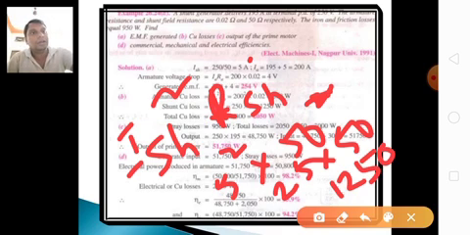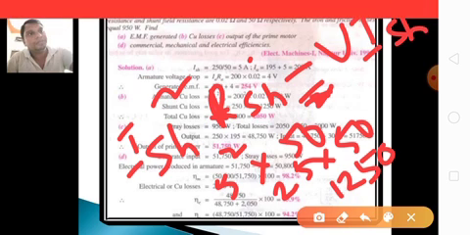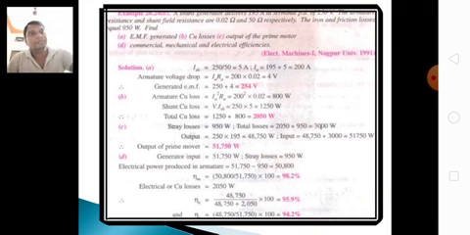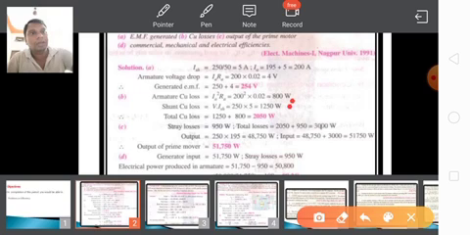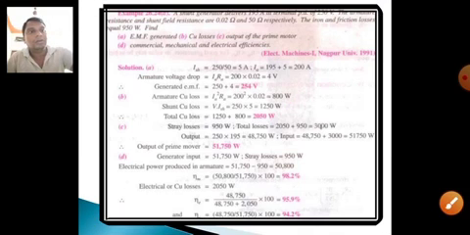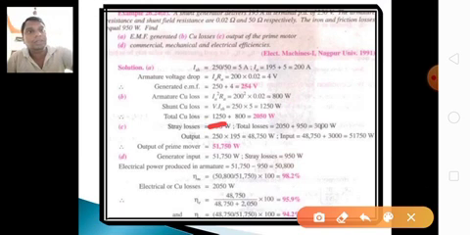So Ish square Rsh is also the same as V into Ish. Both are the same. V into Ish, that is 1250 watts. Here it is 800 watts and 1250 watts. What is the total copper loss? Total copper loss means armature copper loss plus shunt copper loss. Total loss is 2050. What is stray loss? Stray loss is already given, 950 watts.